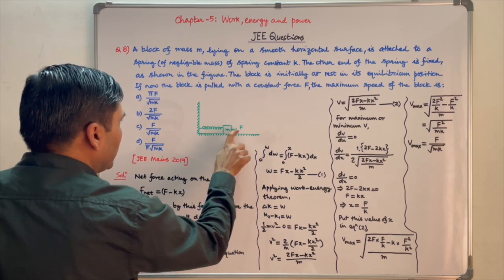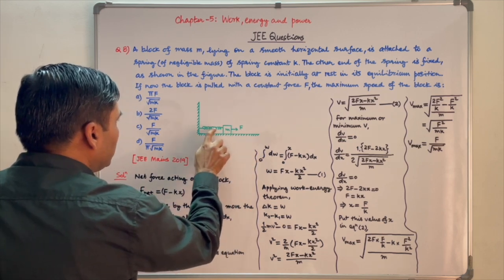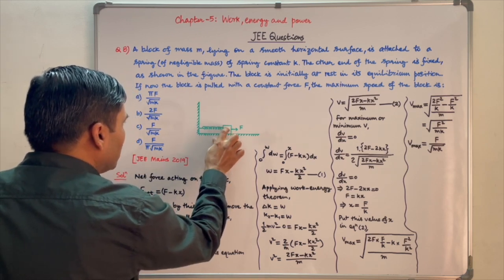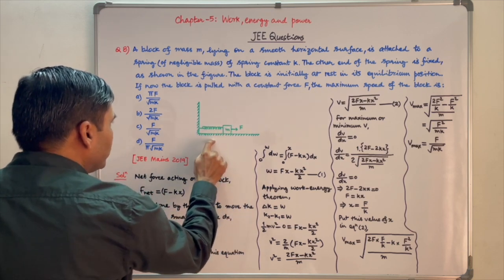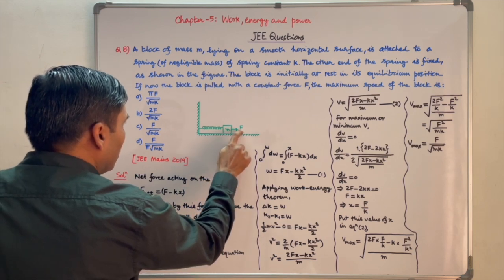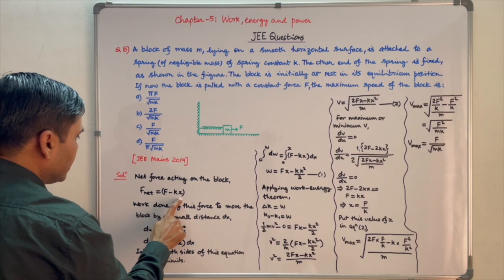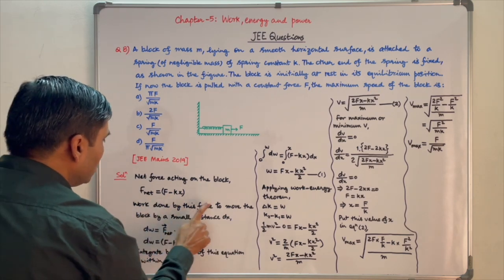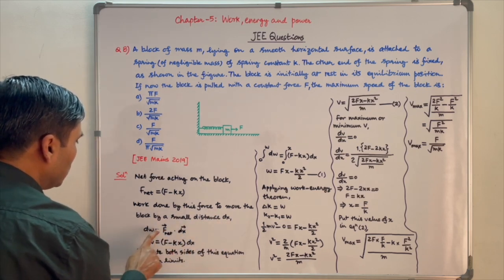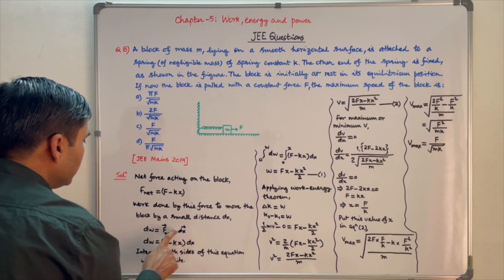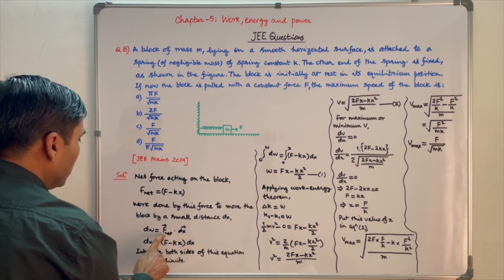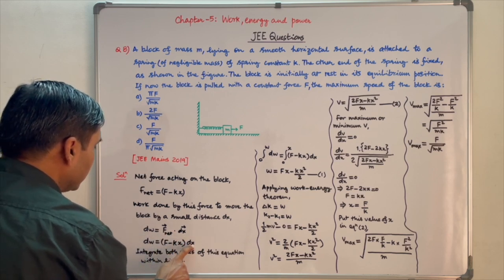When this block is pulled by external force F, the spring will be elongated. As a result, the spring will apply a force on the block towards left, and that force is equal to minus kx as per Hooke's law. So net force on the block will be F minus kx. Work done by this net force to move the block by a small distance dx is given by dW equal to F net dot dx. Since force and displacement both are in the same direction, their dot product will give (F minus kx) dx.